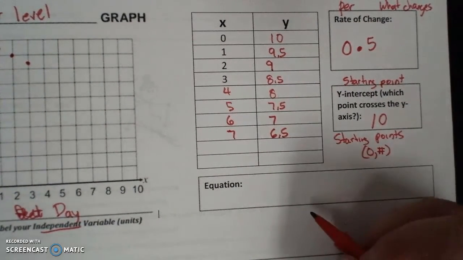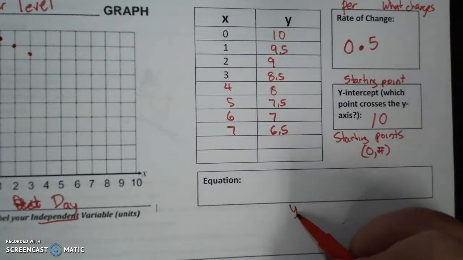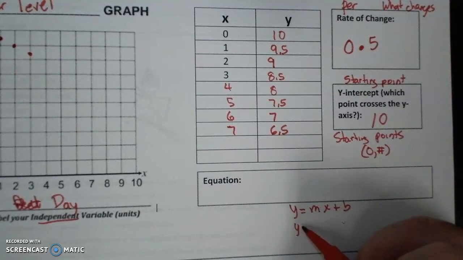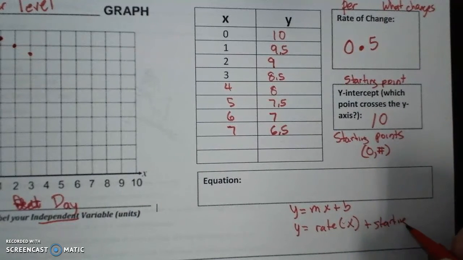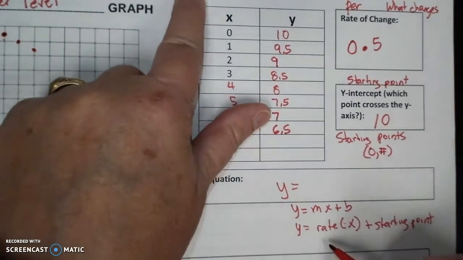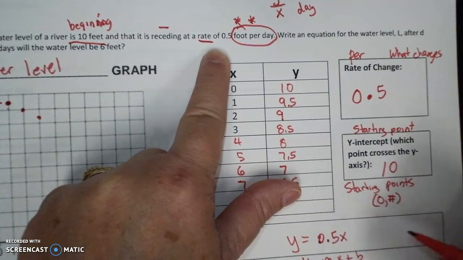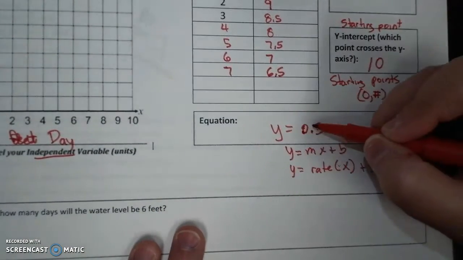Equation. So my equation is always in the format of y equals mx plus b, where my y is rate times x plus starting point. So it's y equals, what was my rate? My rate was 0.5, 0.5x. Where did I start? Oh, I'm going to get so many calls if I did it that way.